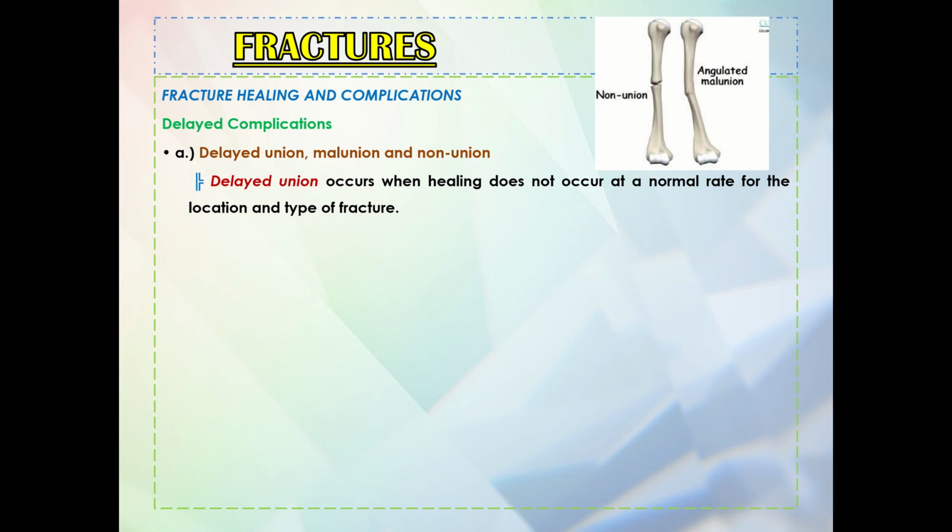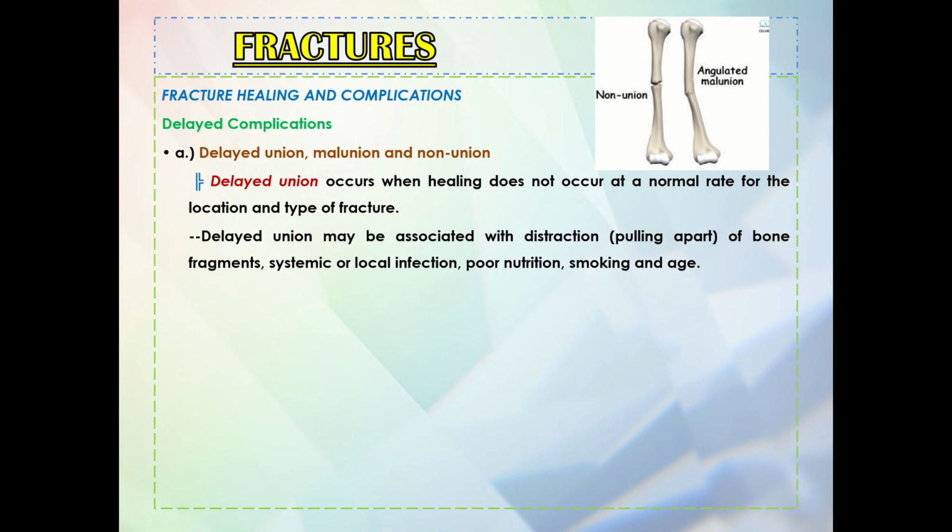So when you say delayed union, we're referring to the bones here. Delayed union of the bone occurs when healing does not occur at a normal rate for the location and type of fracture. Meaning, yung expected mo na sana ay nag-unite na yung fractured bone, pero hindi pa pala. So that is delayed union. Hindi normal yung rate ng kanyang pag-heal.